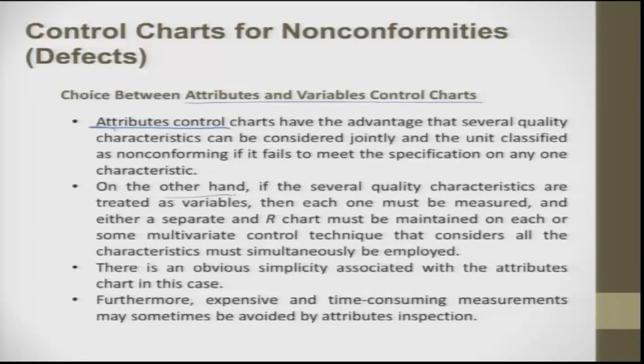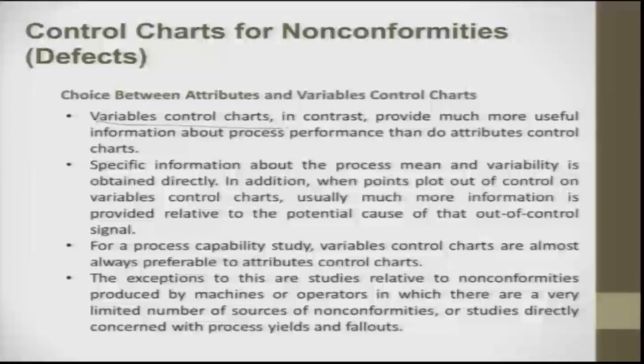On the other hand, if several quality characteristics are treated as variables, then each one must be measured and either a separate X-bar and R chart must be maintained on each, or some multivariate control techniques considering all the characteristics must simultaneously be employed. When you take R, you might have several reasons, and if you make all those reasons variables, you measure them and then do it. This is the simplest technique to do. The variable control chart in contrast provides more useful information on individual features. It does not talk about a feature, it talks about the dimension of a feature. Specific information about the process mean and the variability is obtained directly here.